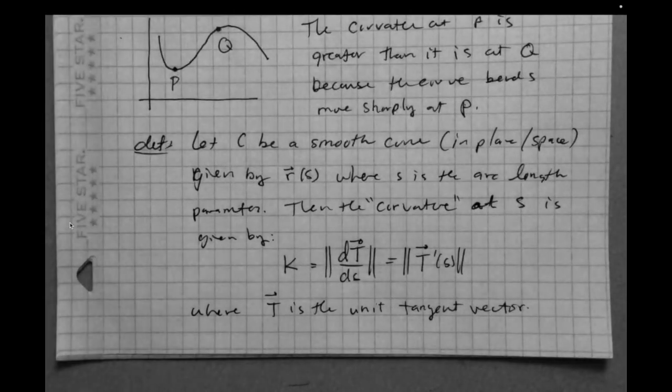That's a fairly simple definition. If we want to know the curvature at the point s, then we have to find the unit tangent vector, evaluate it at s, differentiate it, and then take the norm. So let's do an example of this. Let's pull up something familiar to talk about this. We're going to talk about just a circle.